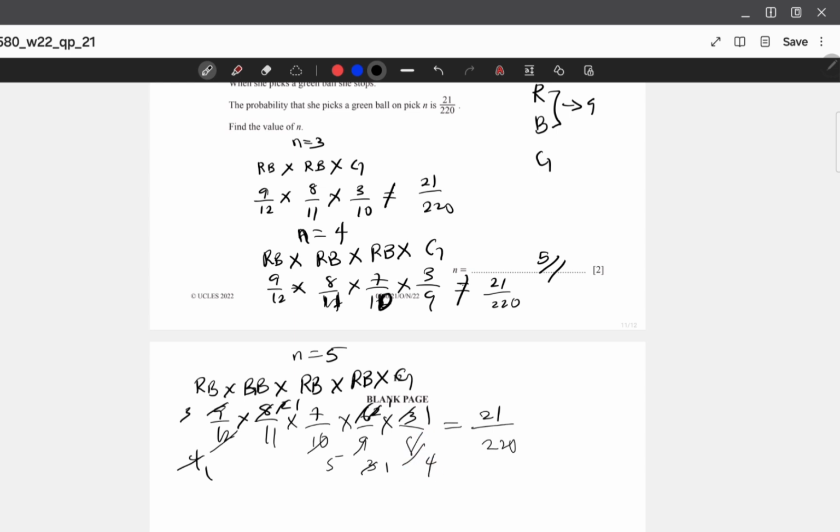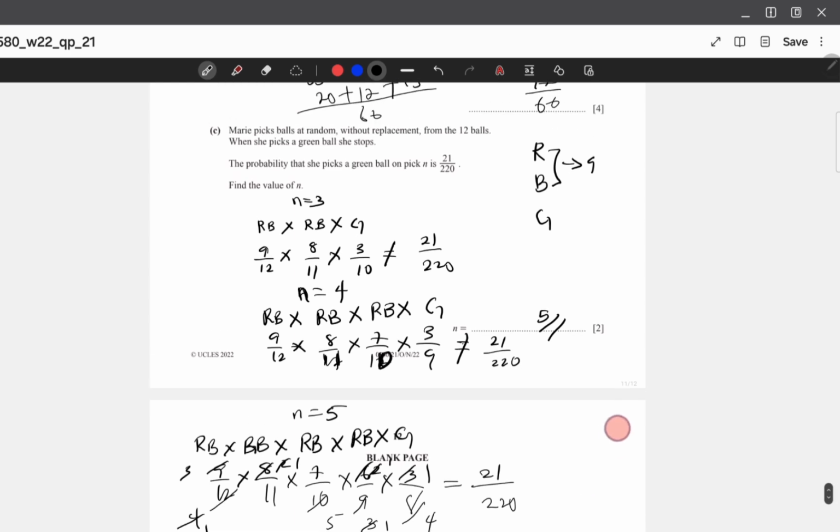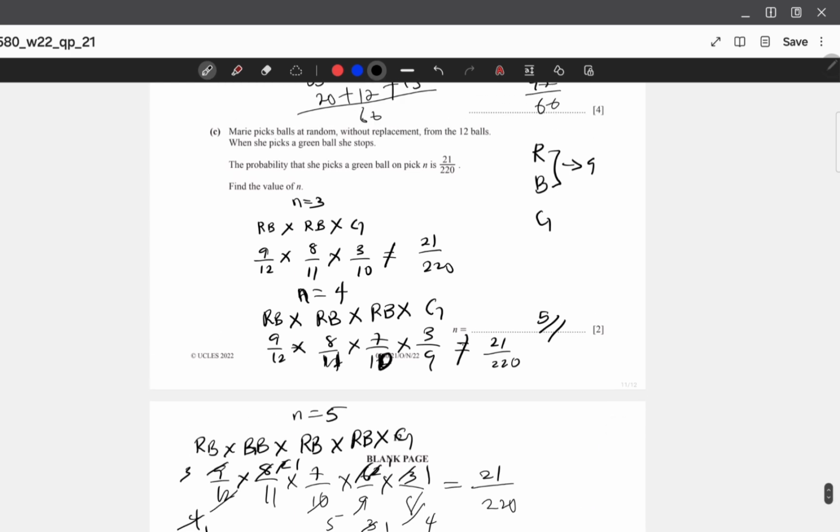So for the bottom part, I am left with 11 times 5, 11 times 5 times 4, that's 220. Then for the top part, I am left with 3 times 7, and that's 21. So if you simplify it, you see that you have 21 over 220, even if you do not use your calculator. So you have to pick, with green on the 5th pick, for you to have 21 over 220 as your answer, as your probability.